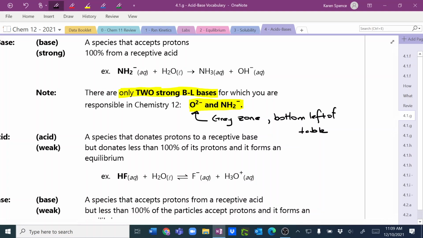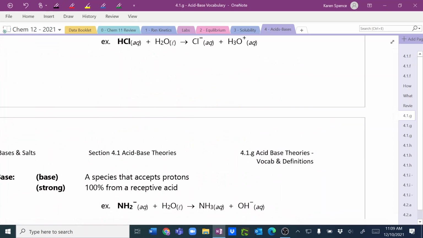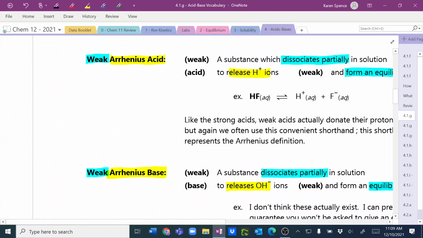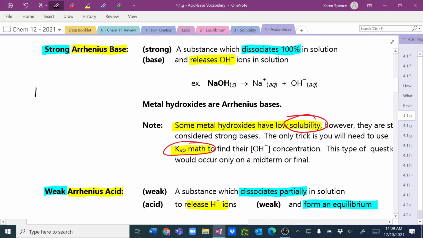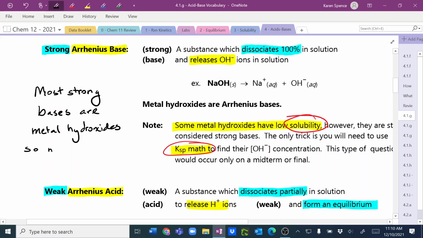Most of your strong bases are what type of bases? Most of your strong bases are not Bronsted-Lowry, but Arrhenius. Okay? Most strong bases are metal hydroxides. So most strong bases are Arrhenius bases.